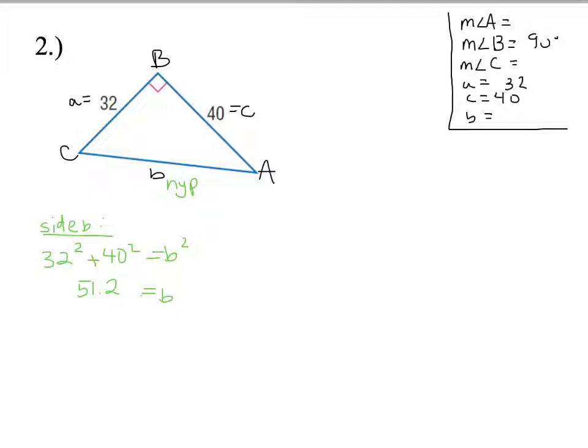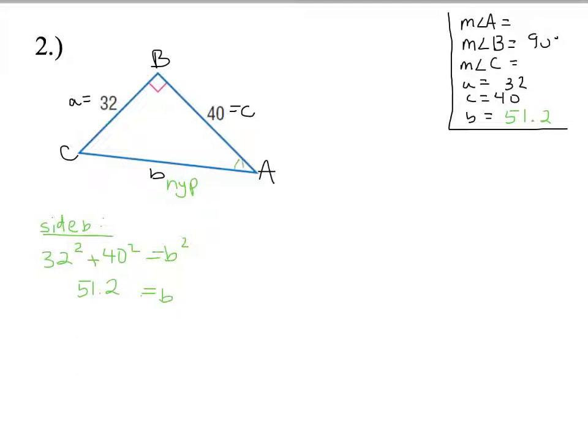Okay, just making sure my stuff's right. Okay, so that gives us our missing side here, 51.2. Now we go to our angles. We can pick whichever one we want. I'll just go with A again because I feel like it.